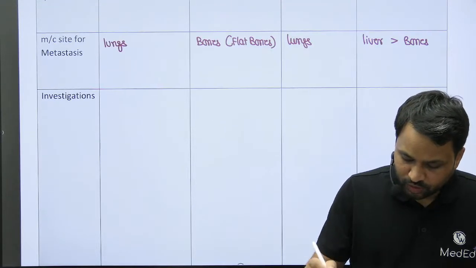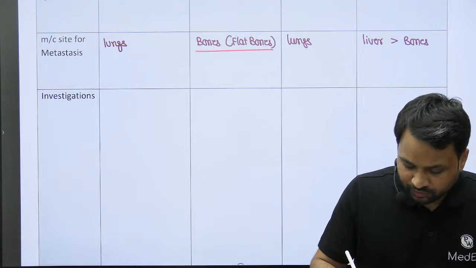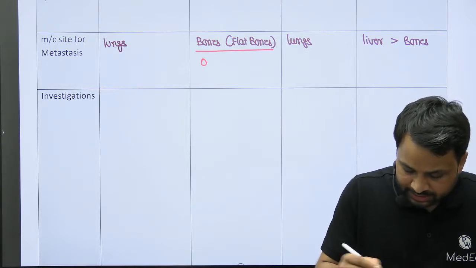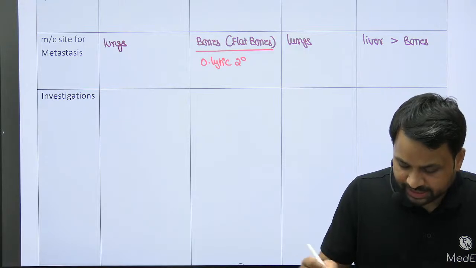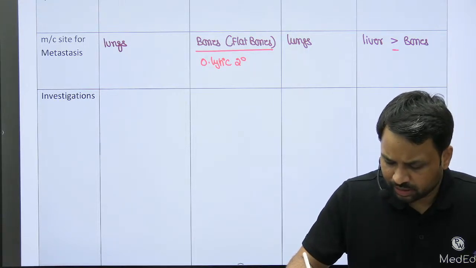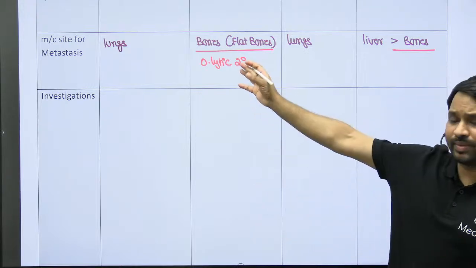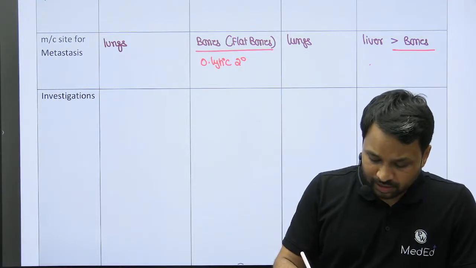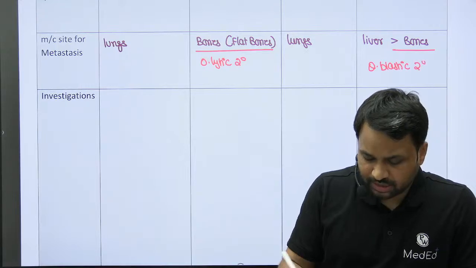Now, as we all know, follicular cancer thyroid will form osteolytic secondaries. The bone becomes quite brittle. It becomes weak. It is easy to break. So the common pathological fractures will be seen in this. Whereas medullary cancer thyroid is associated with osteoblastic secondaries.